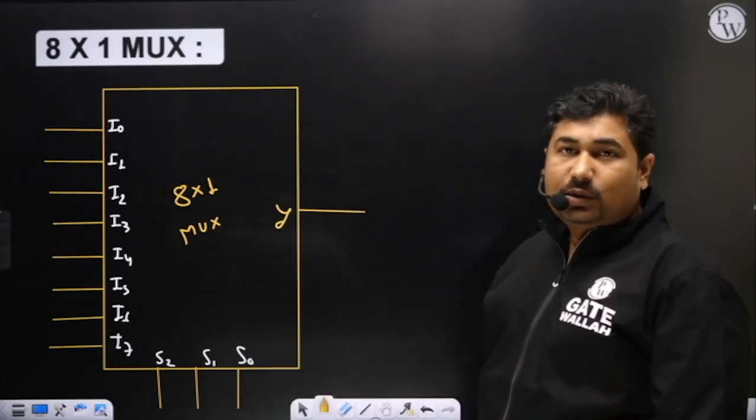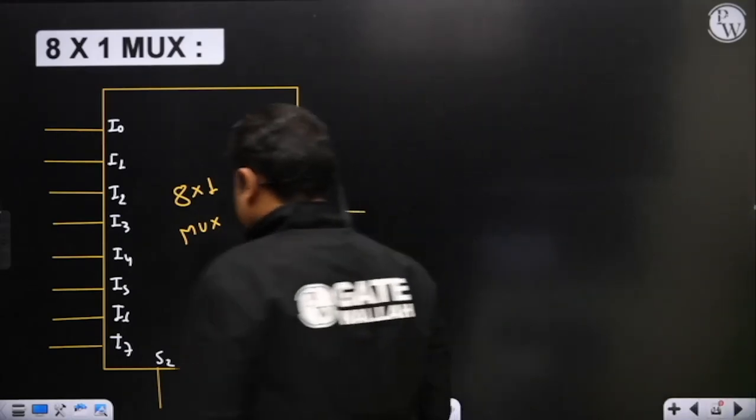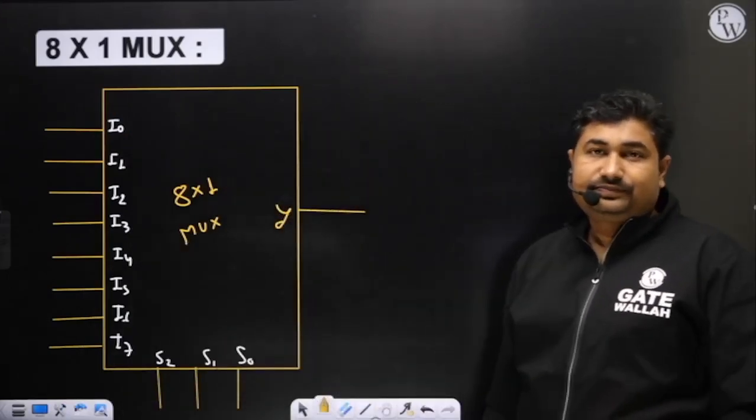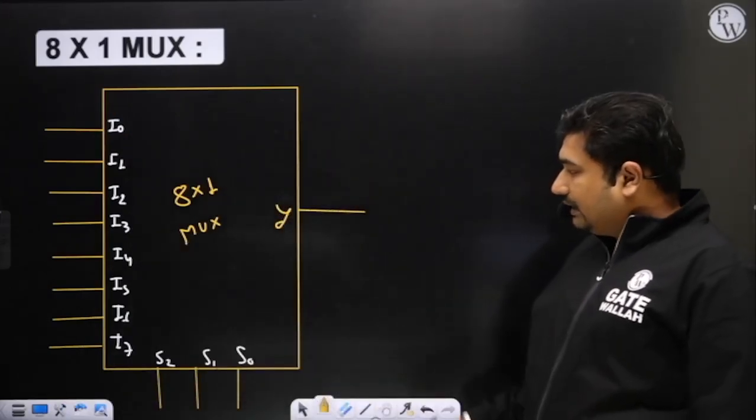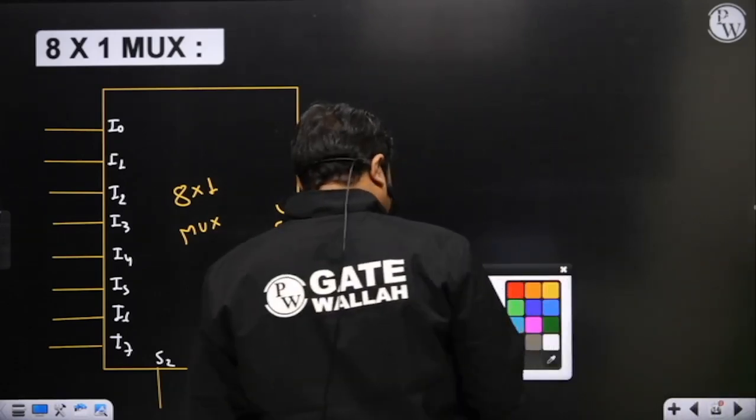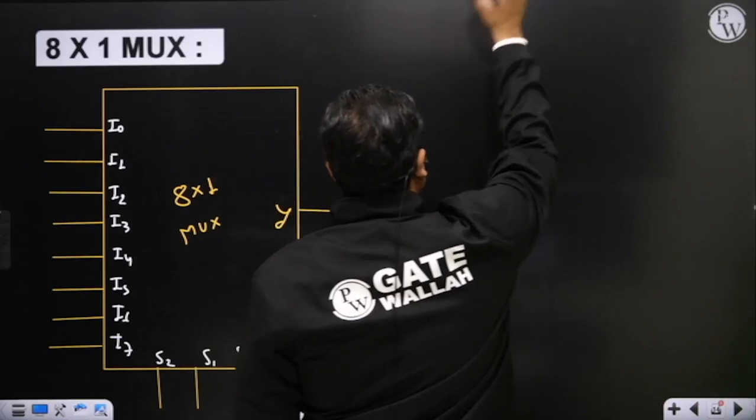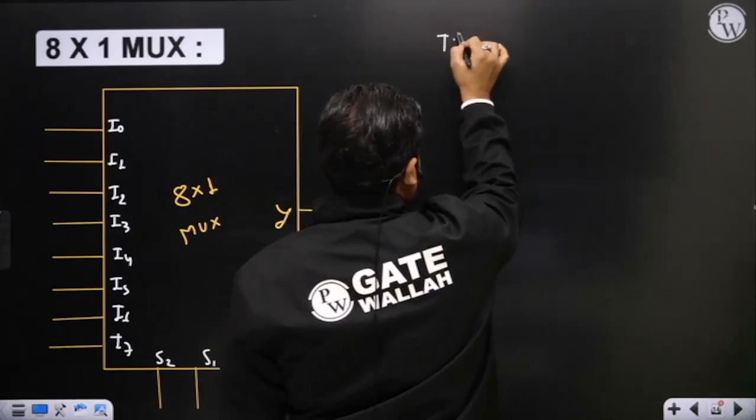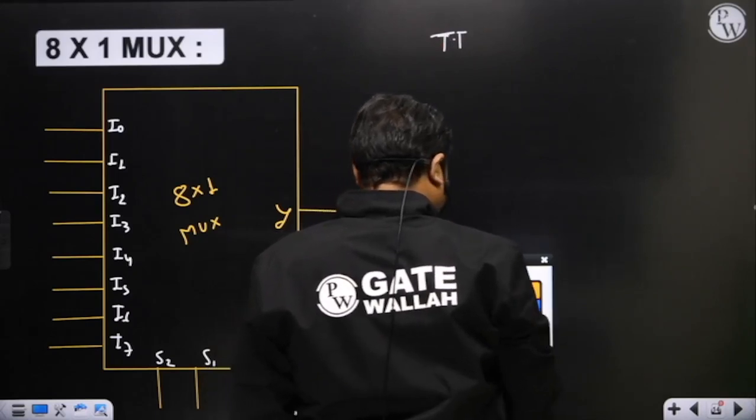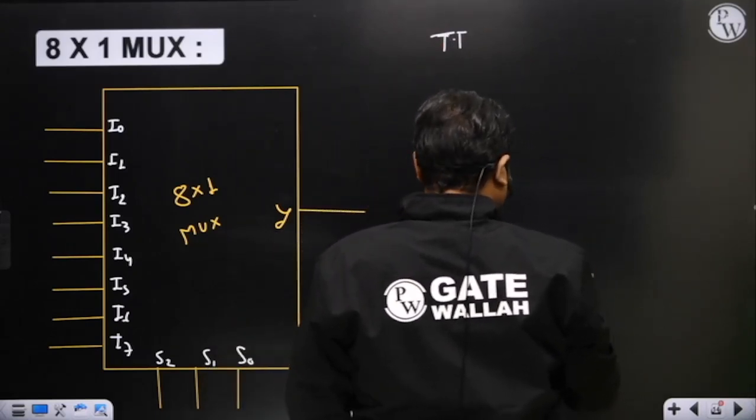Sir, we know how to construct its circuit model. S1, S0 and S2, these are the three select conditions. Based on the select conditions, we are getting one of the input lines at the output Y.